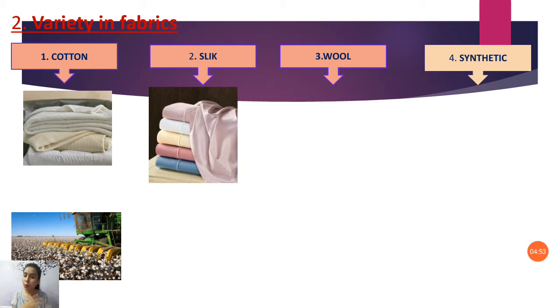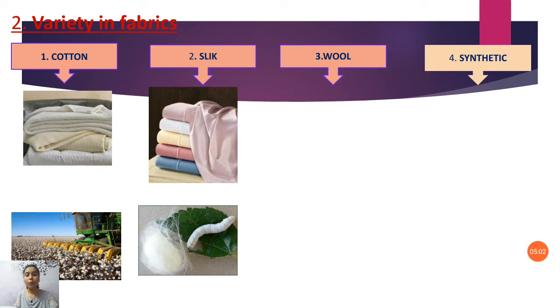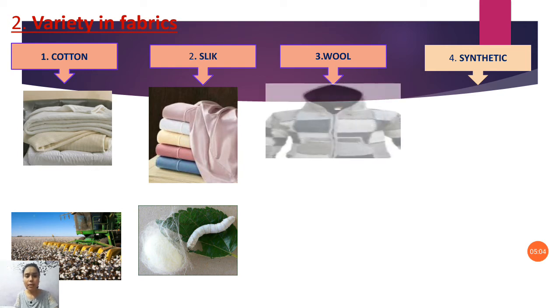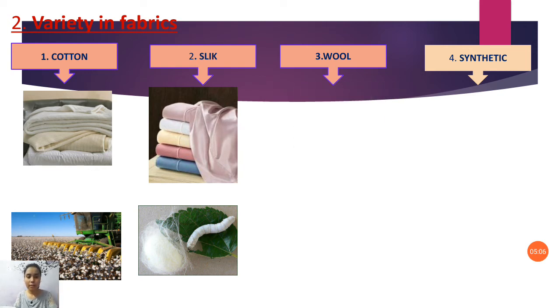Have you ever seen these worms in the leaves? You can see in the leaves, we can see the silkworm. From the silkworm we get silk fibers. These are called silk fibers, the thready substance, the white colored substance we can see here. These are silk fibers.